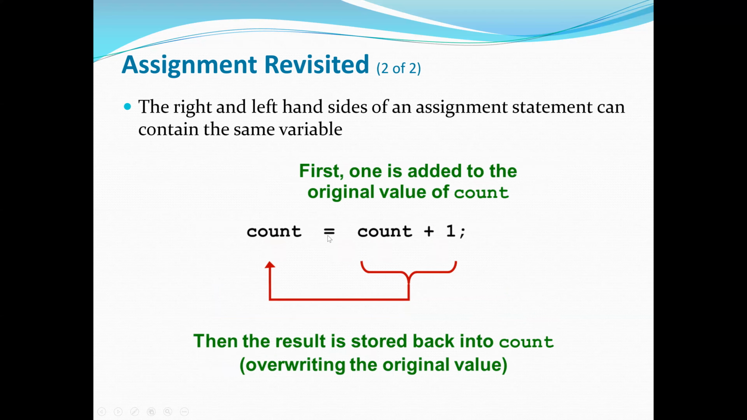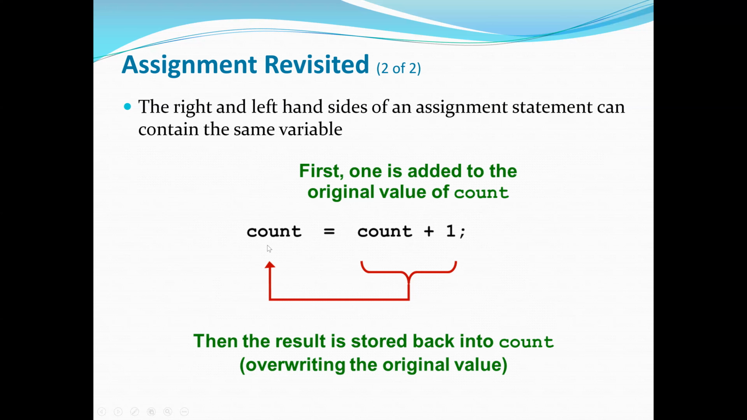Now here also we have an assignment operator. Here we have count equal to count plus 1. You can see that we have a value in a variable named count. Now we add 1 to it and we give the result back to the same variable. So this is possible. We say first 1 is added to the original value of count, then we assign it to the same variable count.